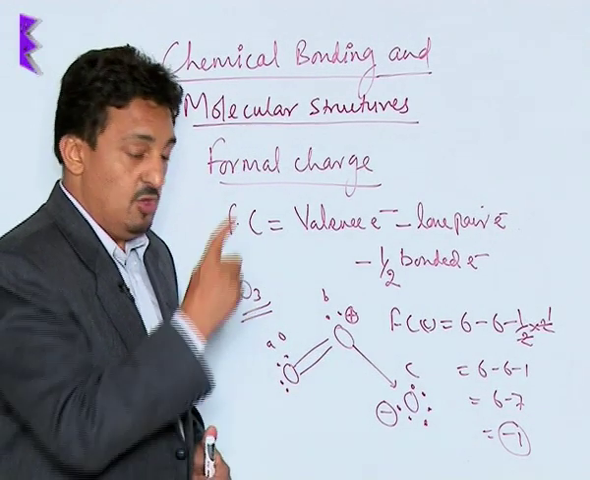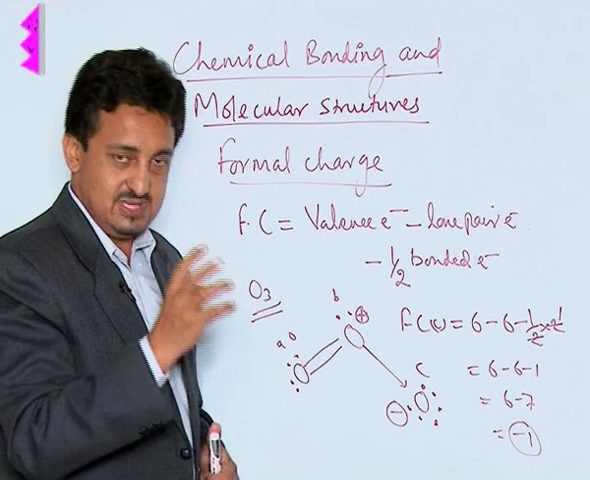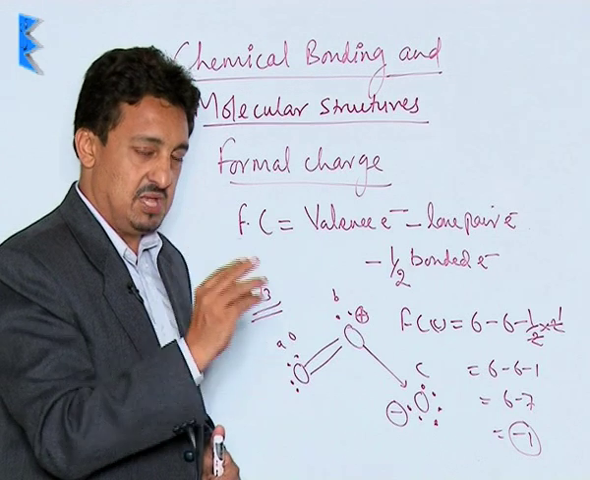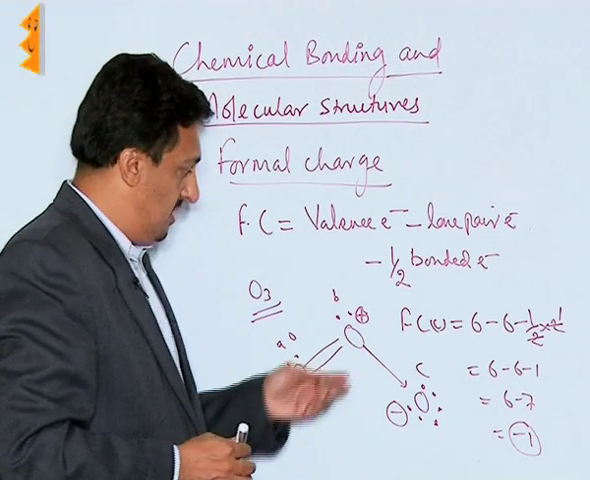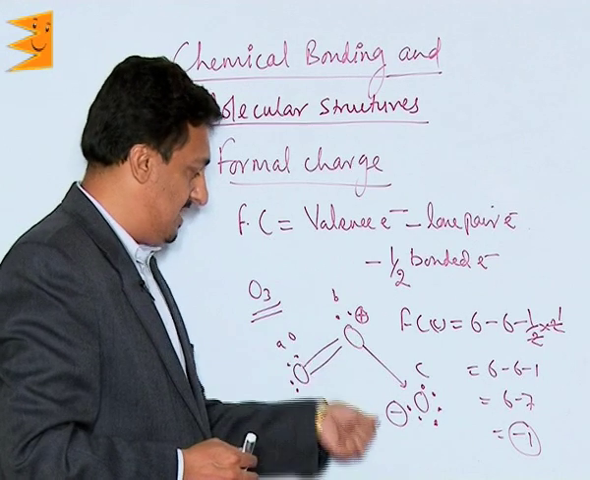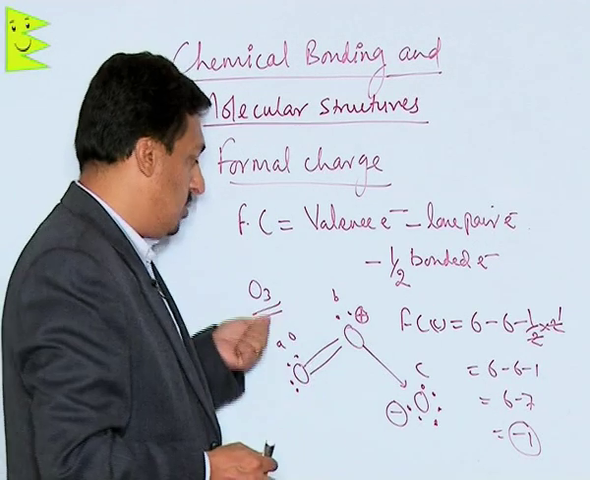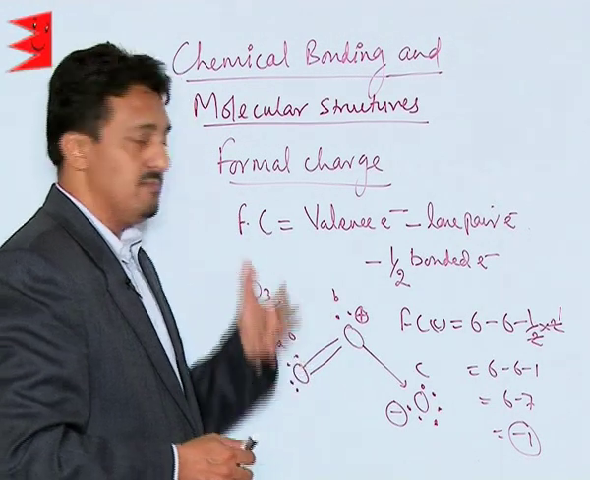Now always remember, the overall charge on any molecular species is the sum of the formal charges of all its atoms. So plus and minus make it zero, which is neutral. That is why ozone is a neutral molecule. So this is how we study the formal charge.